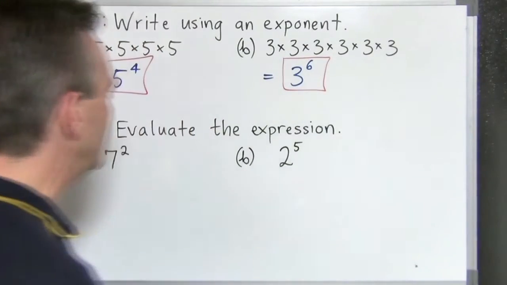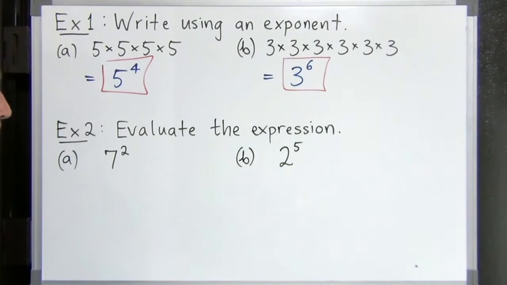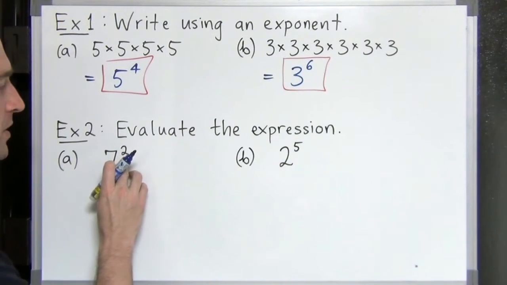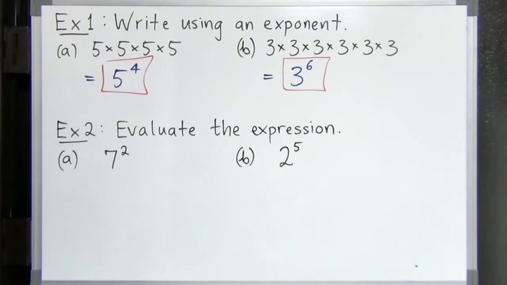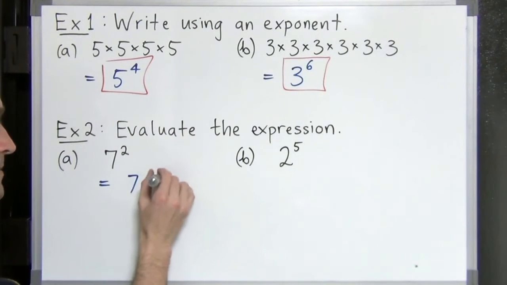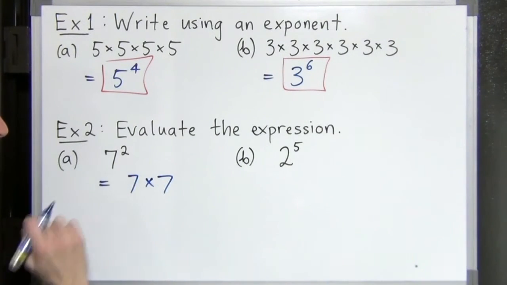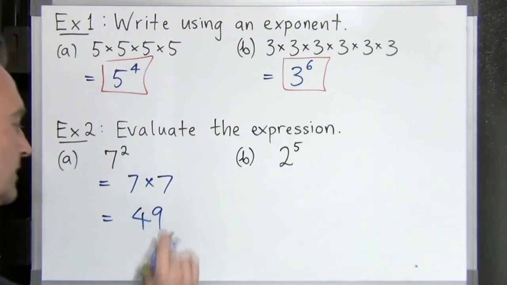Example 2, we're going to evaluate these. 7 to the power of 2, or 7 to the second power. When the exponent is 2, there's another way to say this. It is 7 squared. So we're going to evaluate 7 squared. It simply is 7 times 7. We've got a base of 7, and we're multiplying 2 7s together, which is going to be 49.